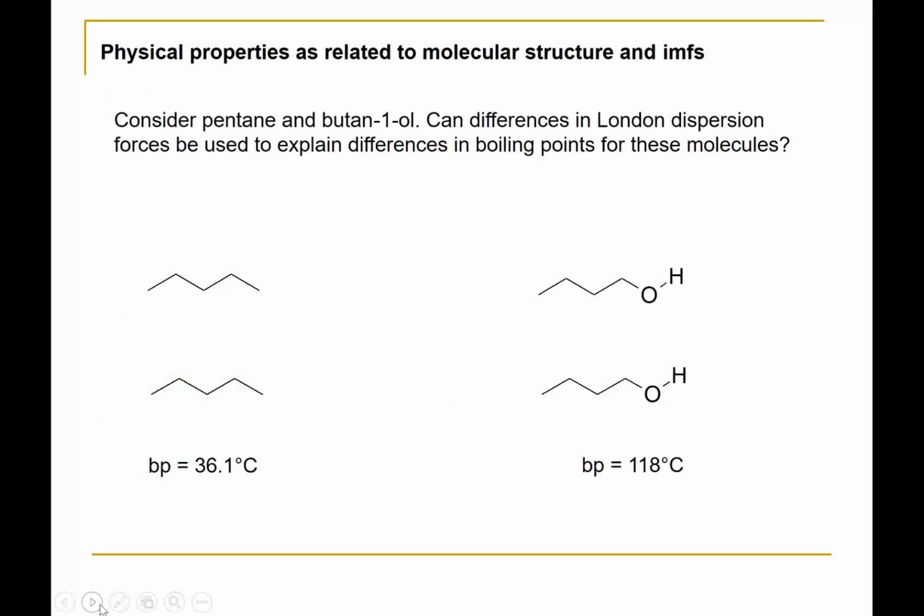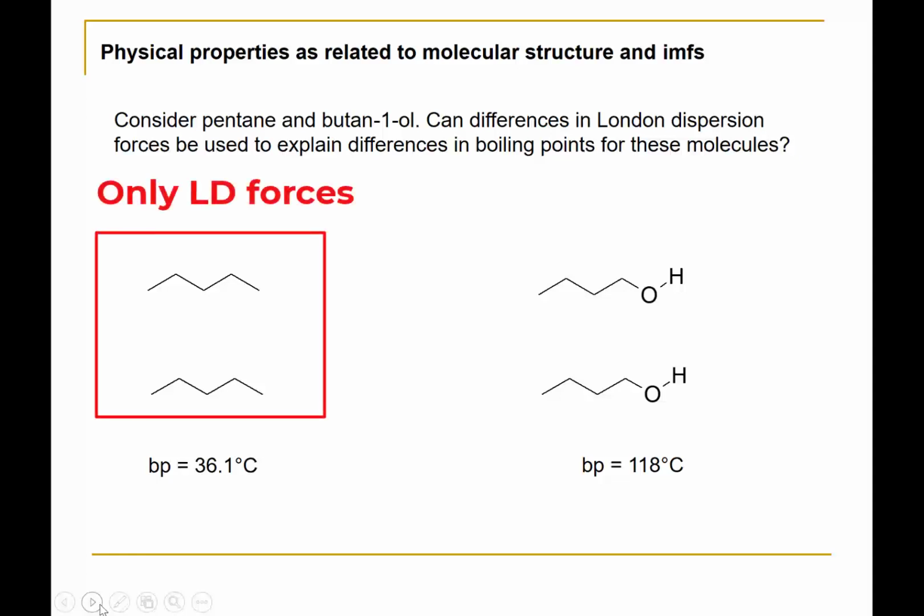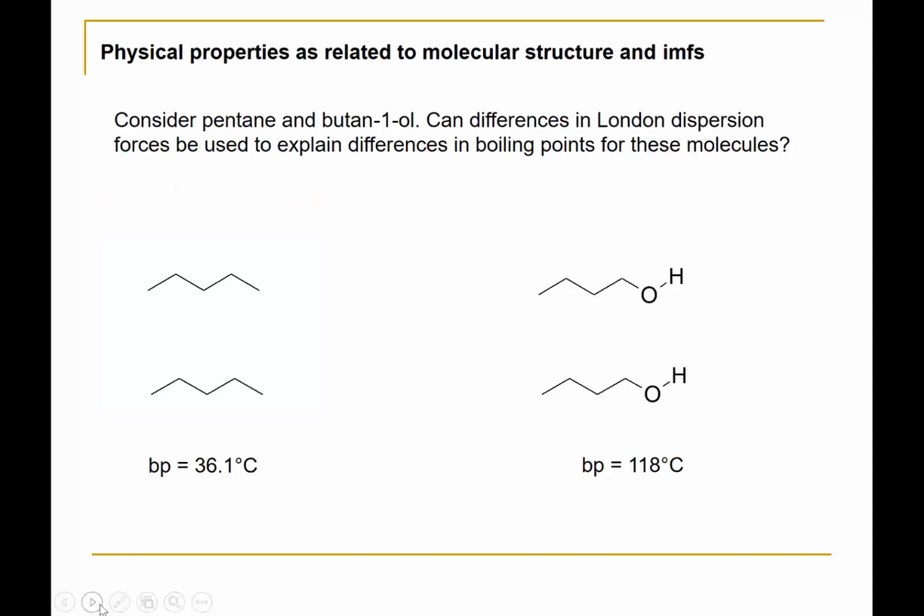If we come back to the question, can differences in London dispersion forces be used to explain the differences in boiling points for the molecules of pentane and butan-1-ol, we know the answer to this question is no. Consider a representation of two molecules of pentane. The only forces that would be holding these molecules together would be London dispersion forces.